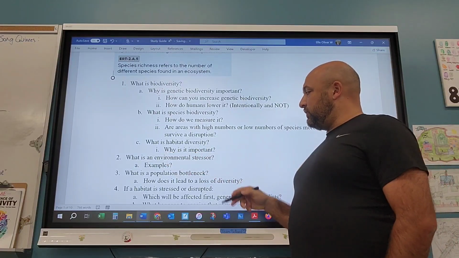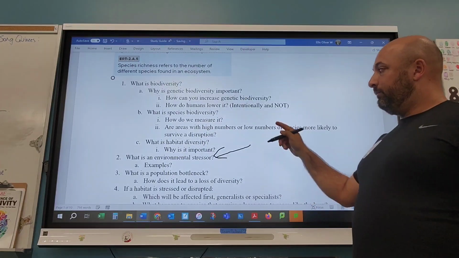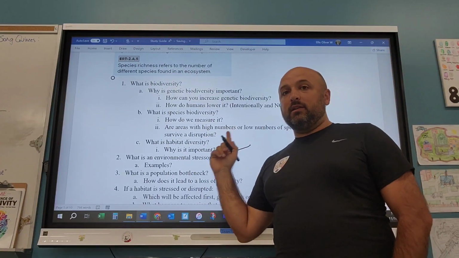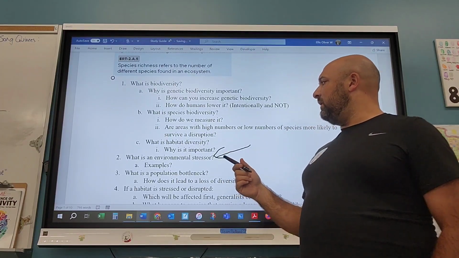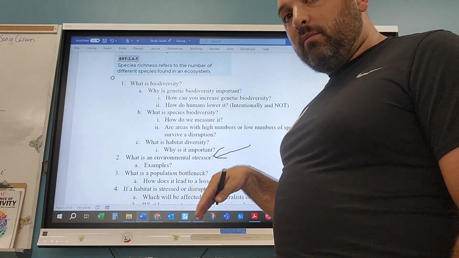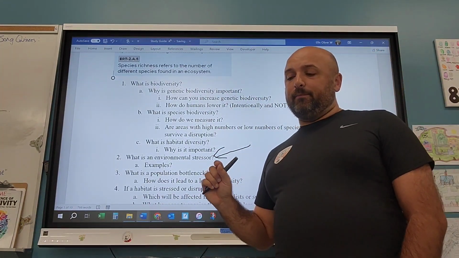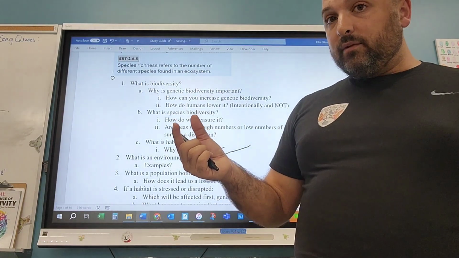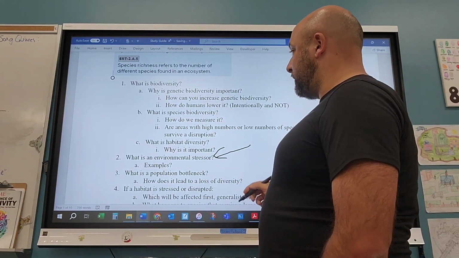What's an environmental stressor? It's any kind of activity, it could be natural or human-made, that puts stress on a species or on an organism. An example of an environmental stressor would be climate change, because the environment there is stressing the organisms, and stress can lead to zones of what we call intolerance, and species start to die off in those stressful situations.